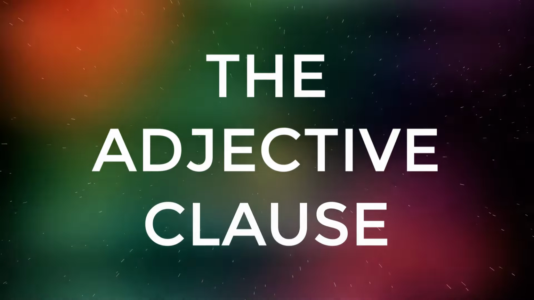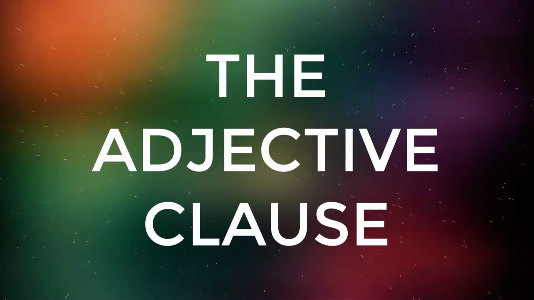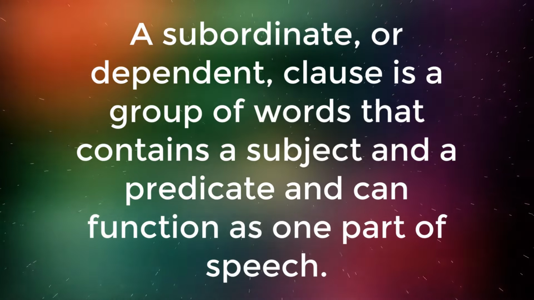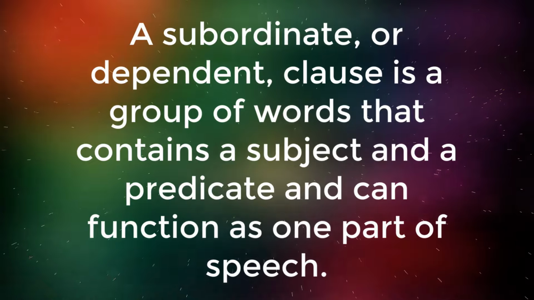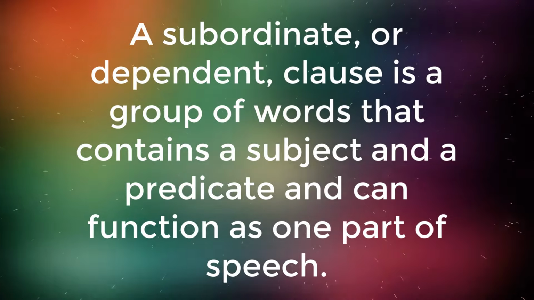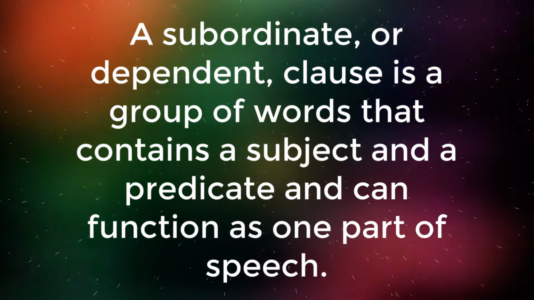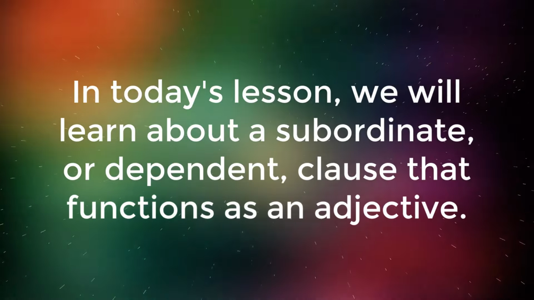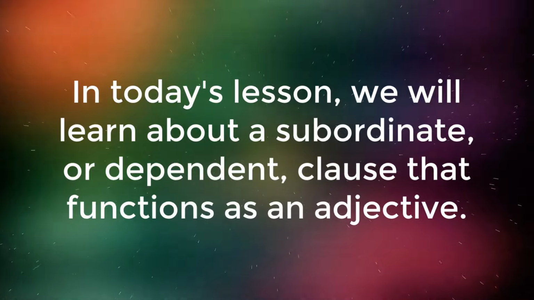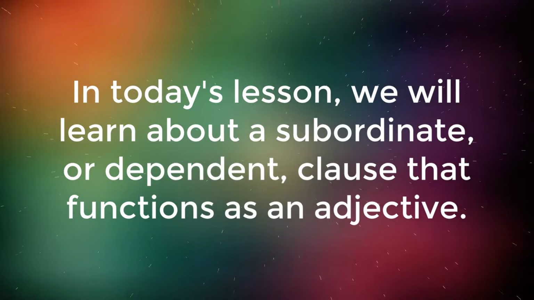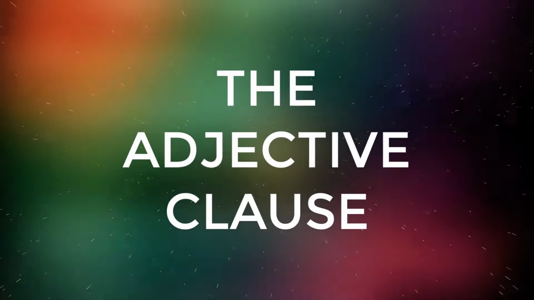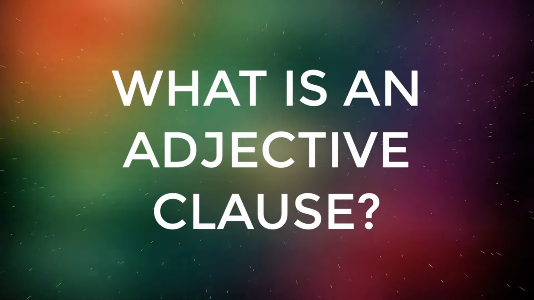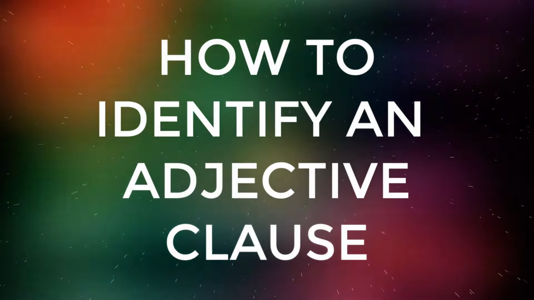In today's lesson, we will learn about the adjective clause. From a previous lesson, we learned that a subordinate or dependent clause is a group of words that contains a subject and a predicate, and it can function as one part of speech. In today's lesson, we will learn about a subordinate or dependent clause that functions as an adjective, and this is the adjective clause. Today you will learn what an adjective clause is, how to identify an adjective clause.